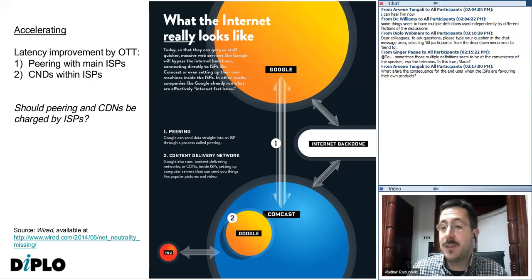So the latency of the data flow will be lower. Basically, you will get Google's traffic faster than if it would be traveling through the entire network.